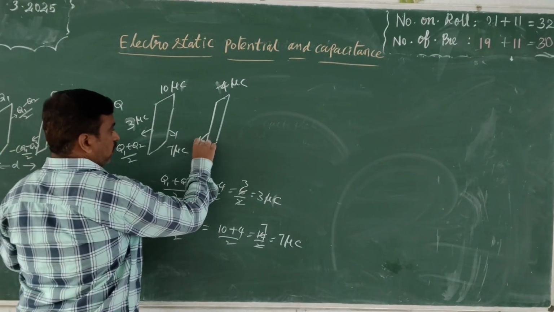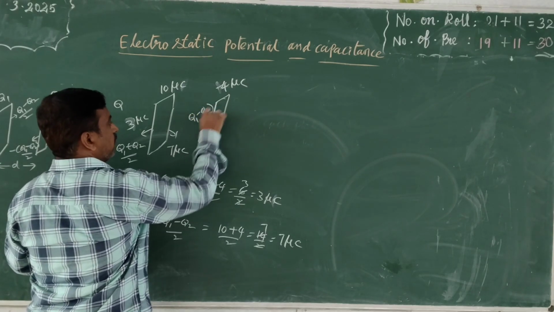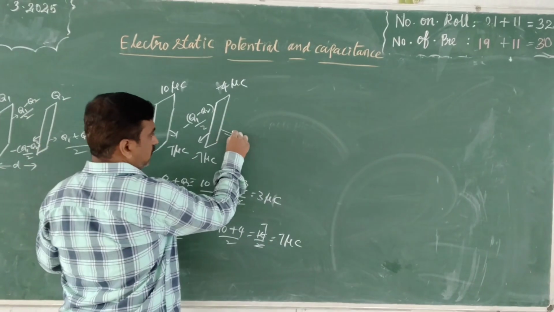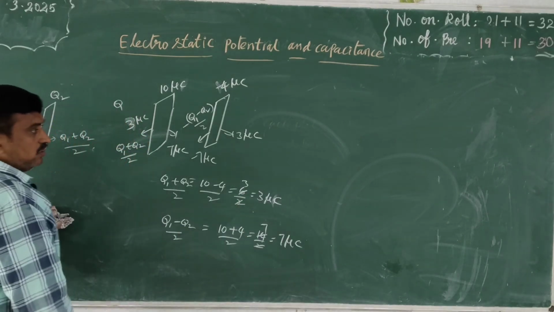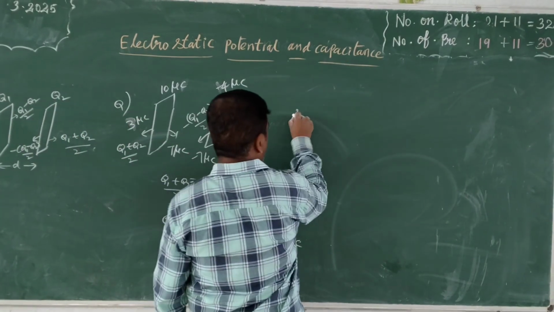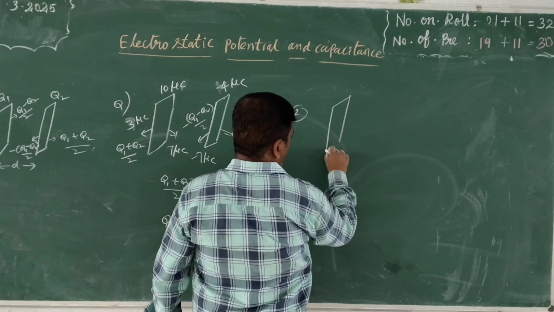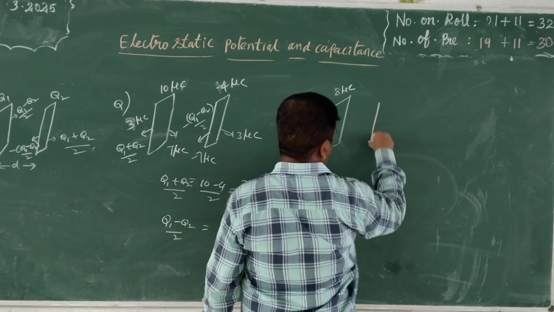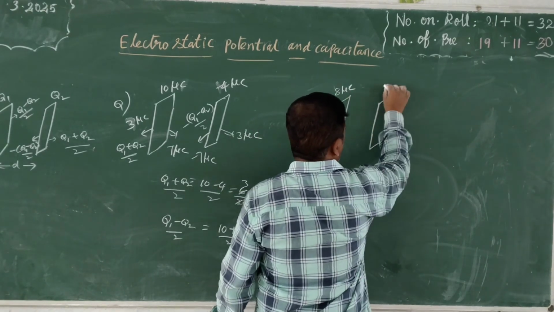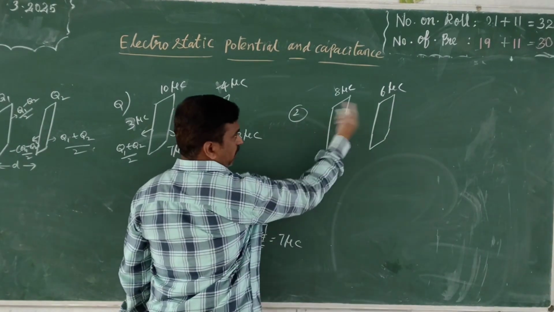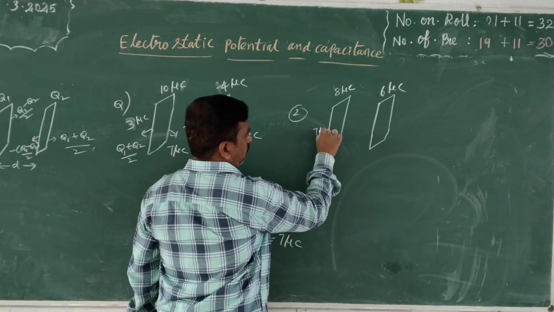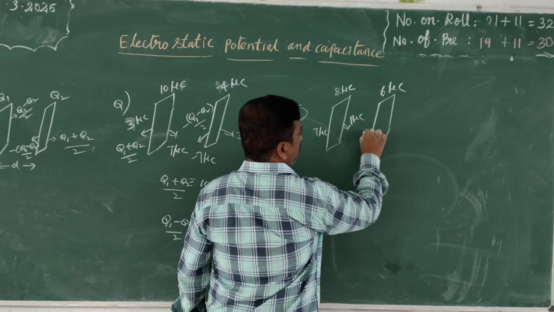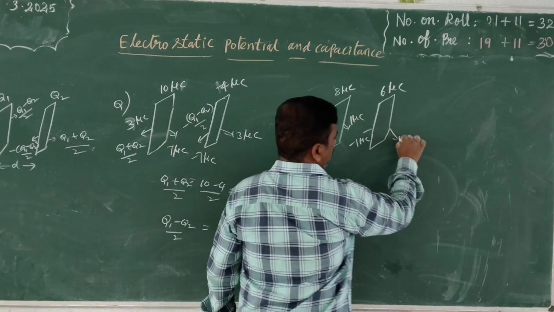This one automatically is the minus of q1 minus q2 by 2, so here 7 microcoulombs, and here the same 3 microcoulombs. For example, another one: see, one more plate is there. Here we write 8 microcoulombs, and here the charge is 6 microcoulombs. The charge here is 8 plus 6, 14 by 2, means 7 microcoulombs. Here 8 minus 6, 2 by 2, means 1 microcoulomb. Here minus 1 microcoulomb, here 7 microcoulombs.